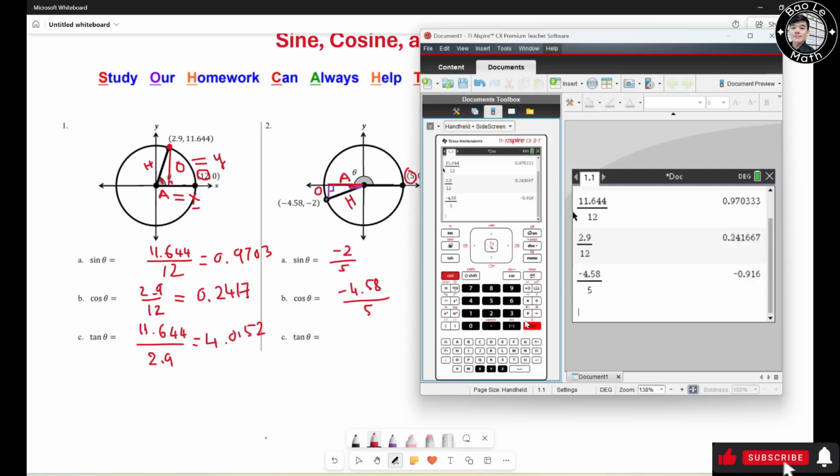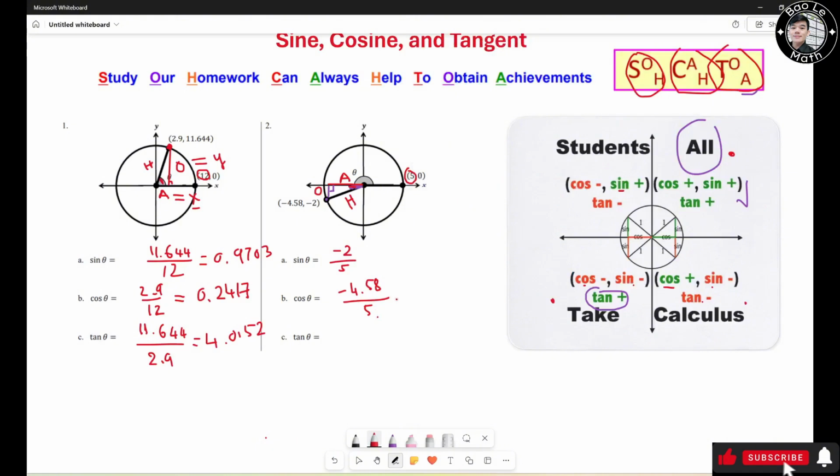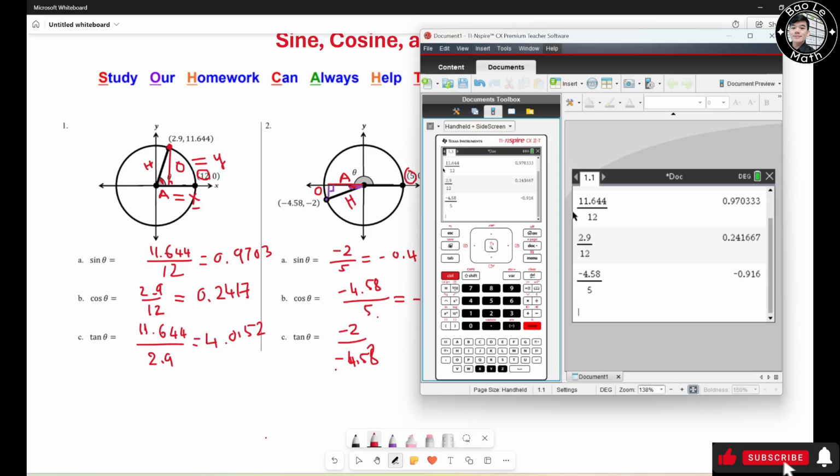Alright, so it's going to be -0.916, right? And the answer for this one is going to be -0.4, right? Now, tangent theta is going to be opposite over adjacent, right? So opposite, which means the y value, is going to be -2 over adjacent. It's going to be -4.58, right? Negative and negative cancel out, right? So we have 2 divided by 4.58. It's going to be 0.4367, right?